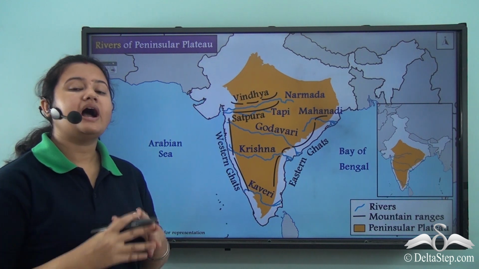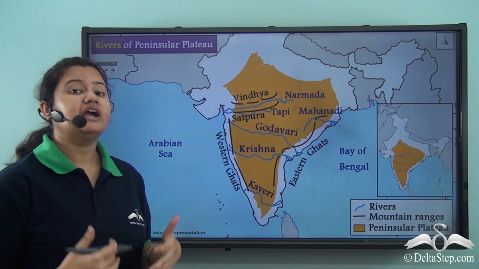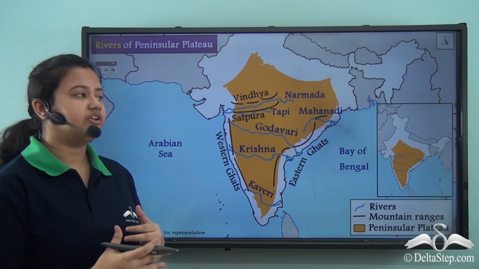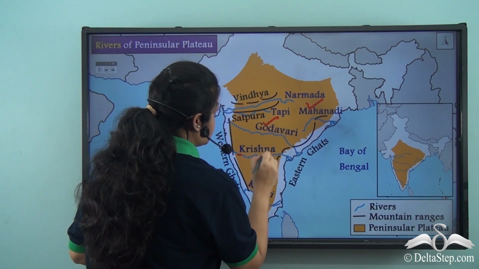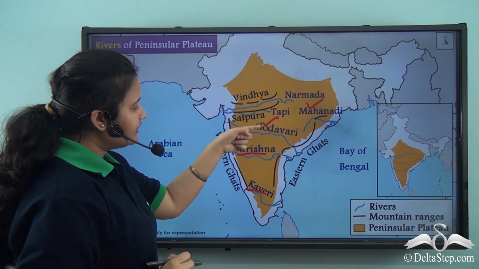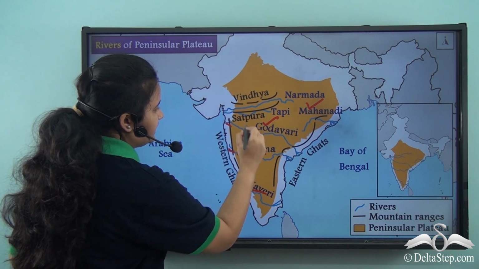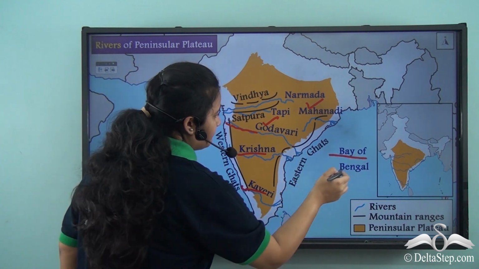Just a while ago, I mentioned that Peninsular Plateau is dissected by numerous rivers. The important rivers that flow here are Mahanadi, Godavari, Krishna, Kaveri. Now, except Mahanadi, Godavari, Krishna and Kaveri originate in the Western Ghats, and eventually they flow to the east and drain into Bay of Bengal.